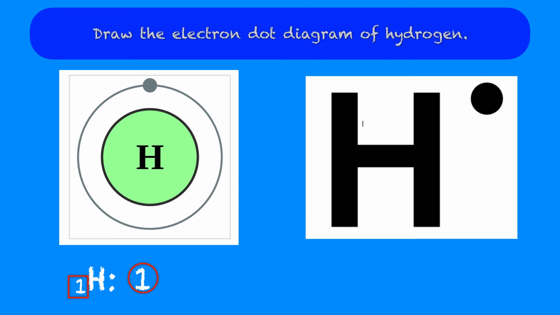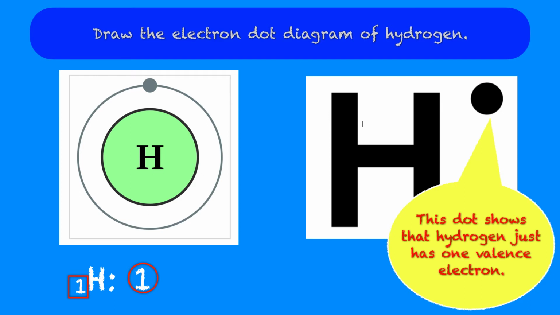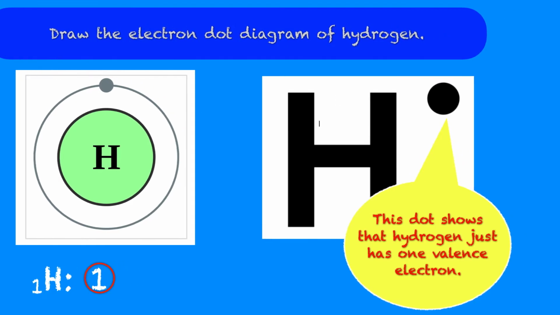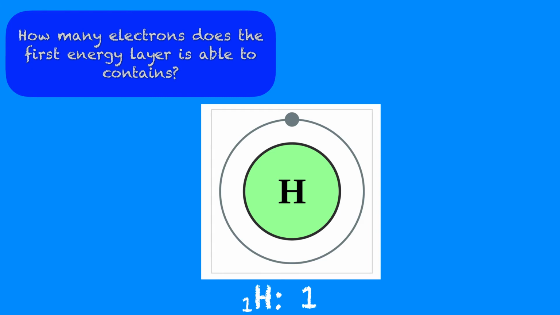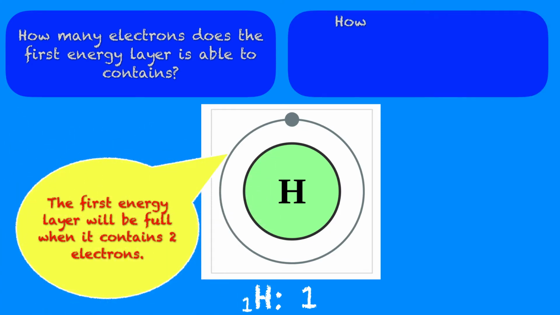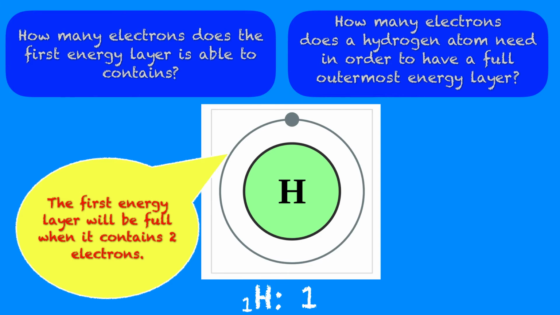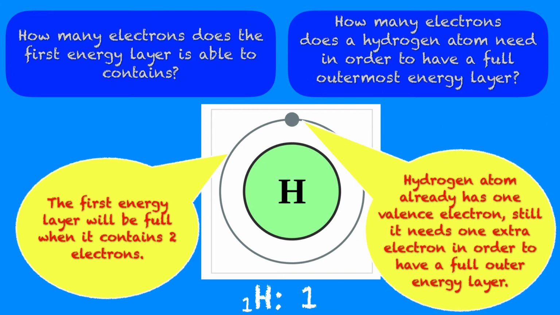Khalifa, would you tell me, what does this dot mean? This dot shows the valence electron. Excellent. This dot shows that hydrogen just has 1 valence electron. This valence electron is located at the first energy layer. So, how many electrons is this energy layer able to hold? Only 2 electrons. Already hydrogen has 1 electron, and still it needs 1 electron in order to have the first energy layer full.